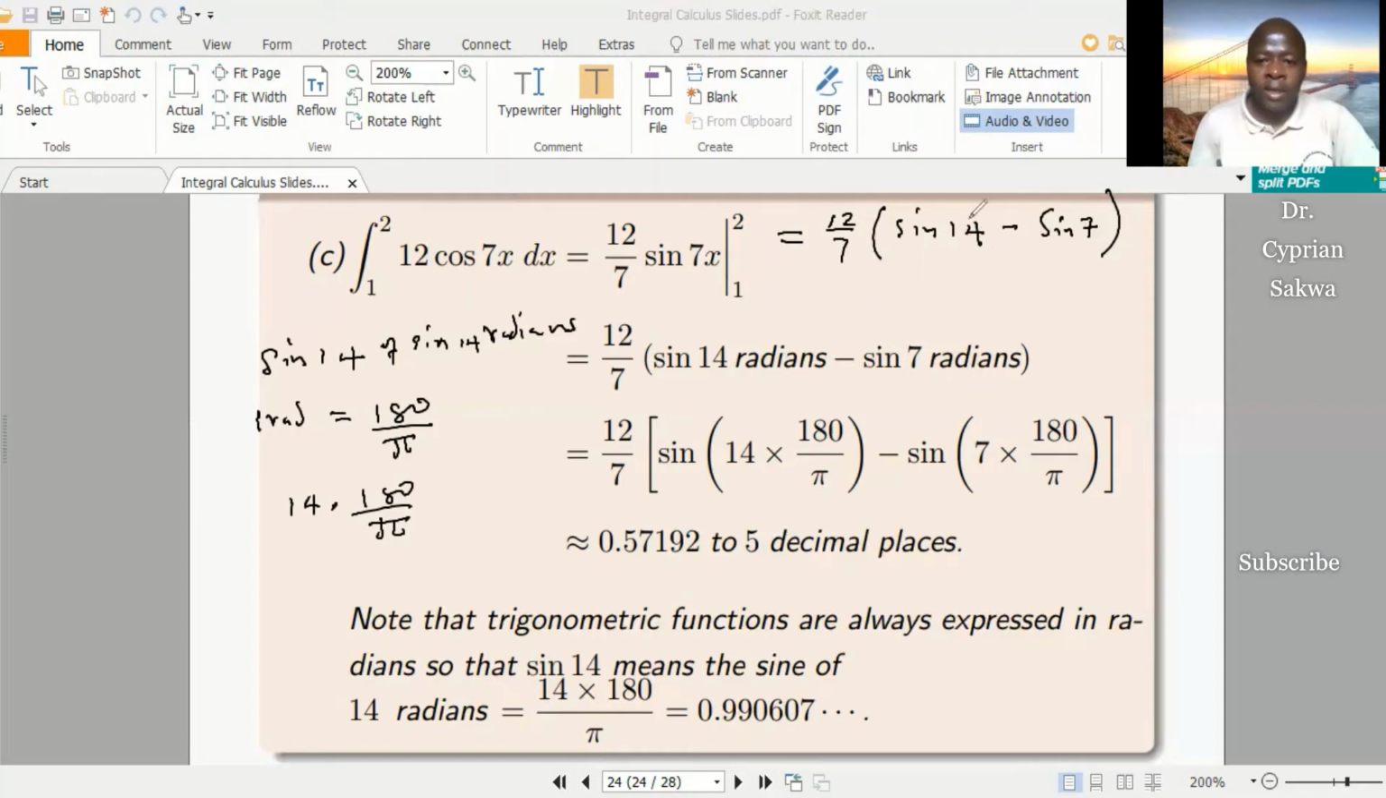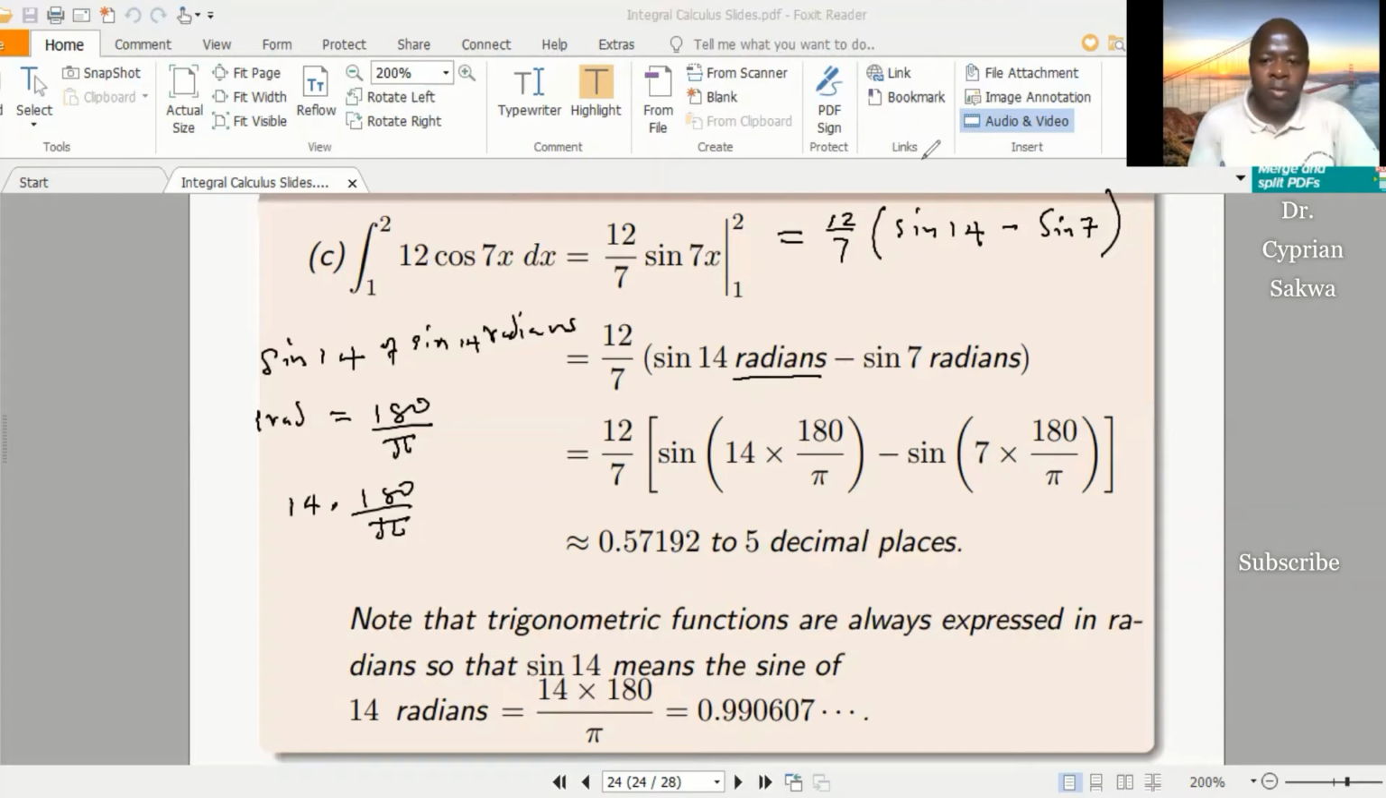But this, to me, I read it as sine of 14 radians minus sine of 7 radians. And that's what I got here: 12 out of 7 into sine of 14 radians minus sine of 7 radians. But I've just said what a radian is. 14 radians is 14 times 180 out of pi, minus 7 radians, which is 7 times 180 out of pi.